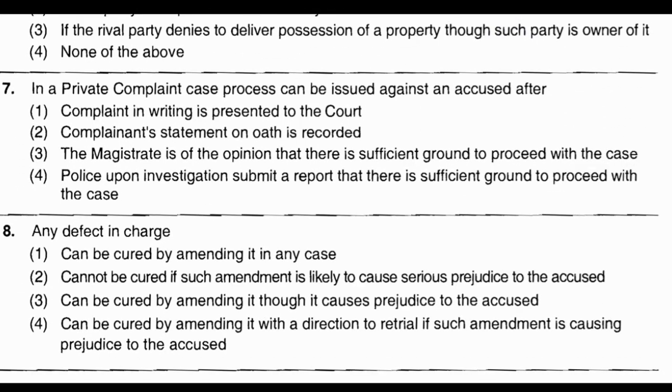Now question number 7. In a private complaint case, process can be issued against an accused after option number 1, complaint in writing is presented to the court. Option number 2, complainant's statement on oath is recorded. Option number 3, the magistrate is of the opinion that there is sufficient ground to proceed with the case. Option number 4, police upon investigation submit a report that there is sufficient ground to proceed with the case.